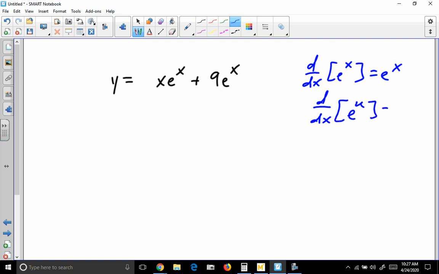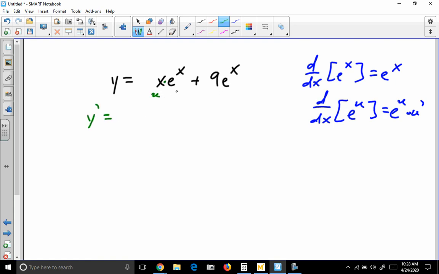the u is e to the u times the derivative of the exponent. So if it's just e to the x and that's dx, it's just e to the x. If that's a function, it's e to the power times the derivative of the inside function, so u prime. So on this one, notice we have a product. So to take the derivative, we have to use the product rule.